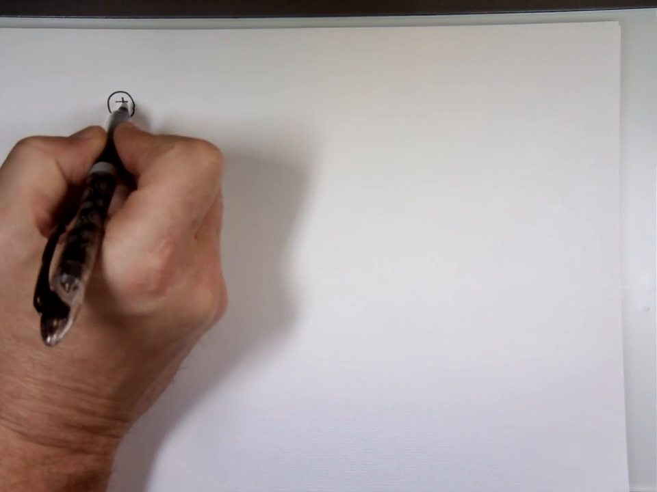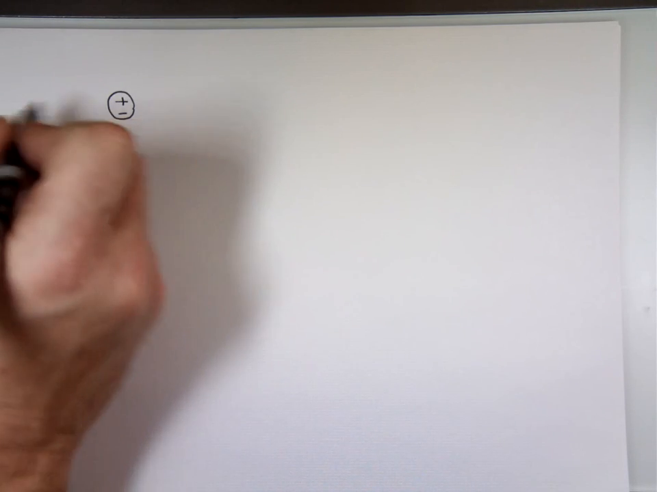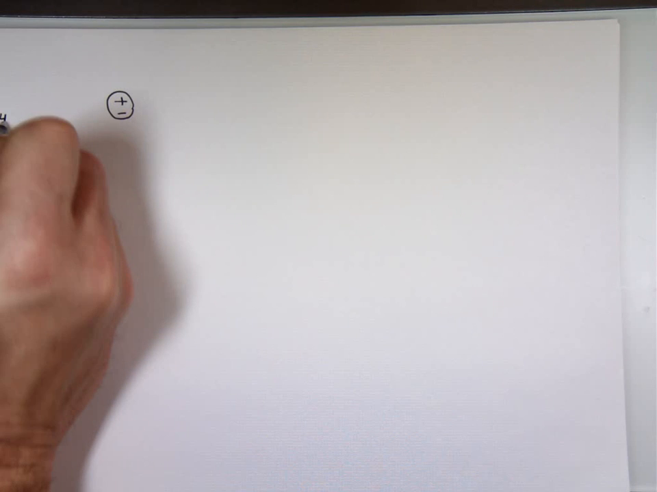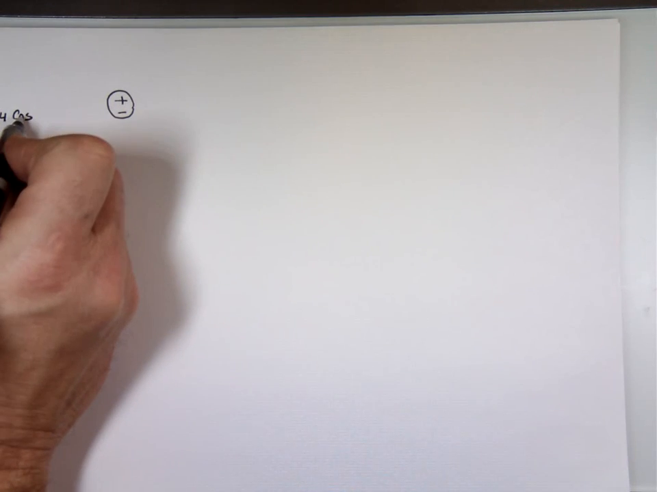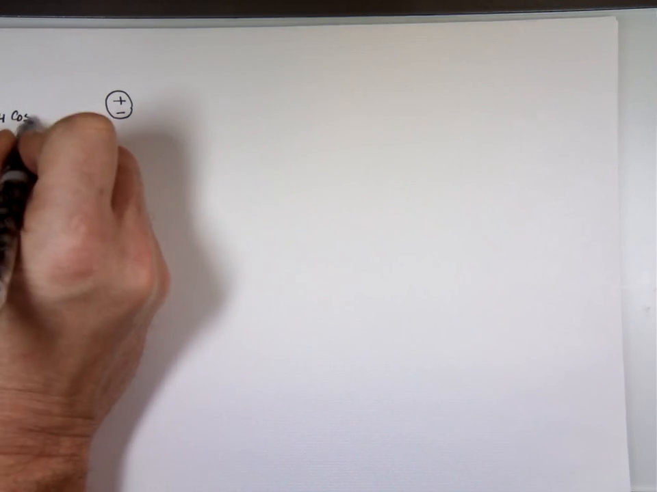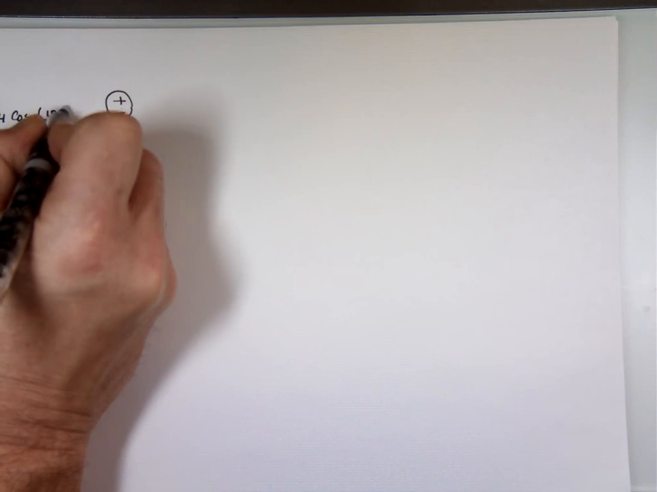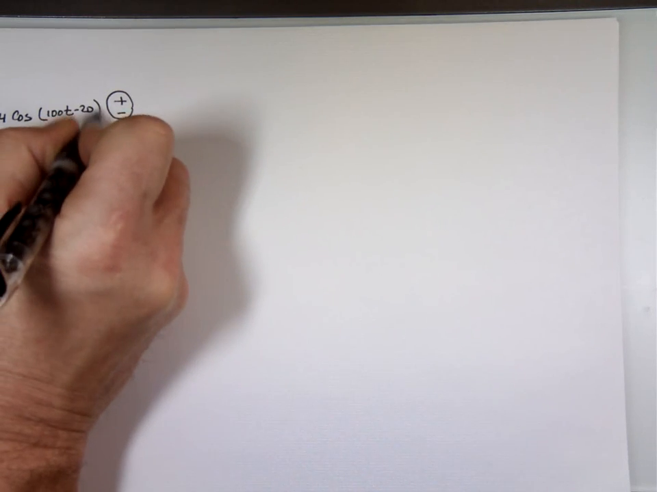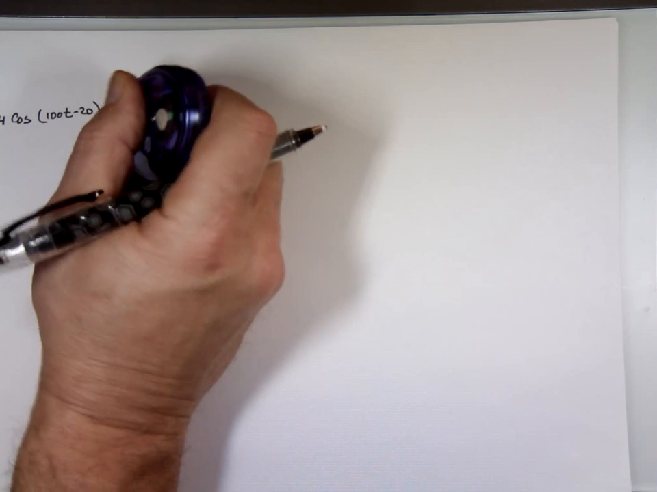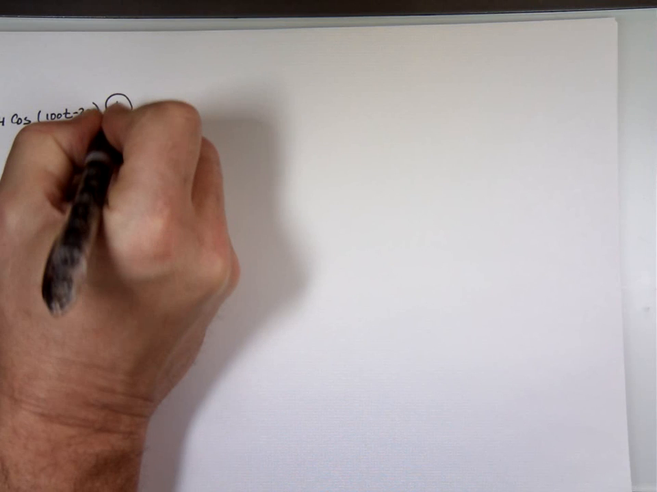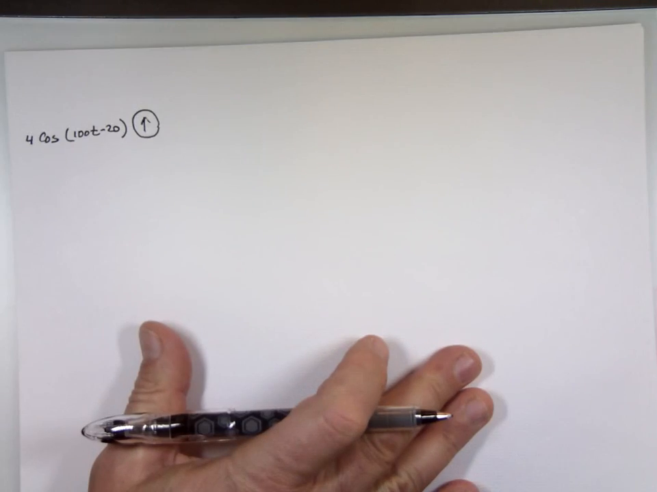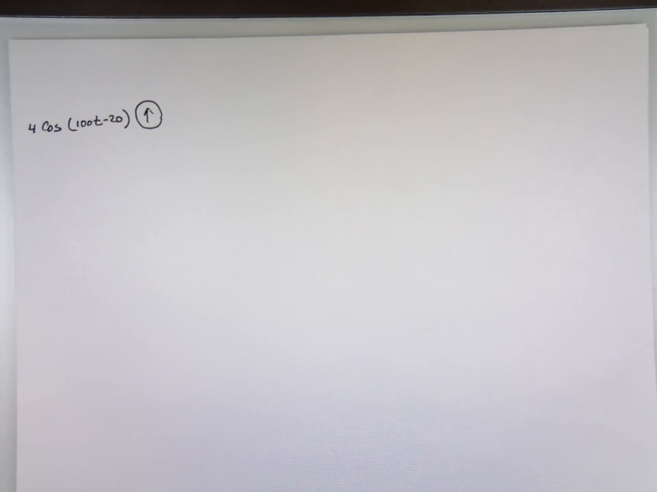And I always regret when I draw the picture before I write the value. I always run out of space. 4 cosine 100t minus 20, and I just realized I already drew it wrong. That's a current source. My eyes are bad. For those people watching me on YouTube, that's a current source. I can shrink it. I can't shrink it really. 4 cosine 100t minus 20.